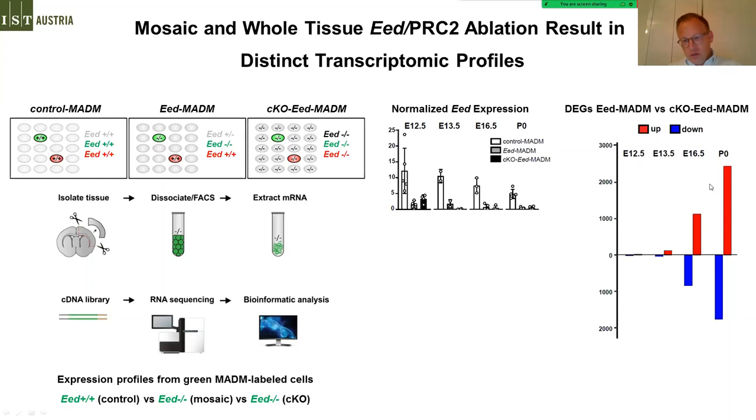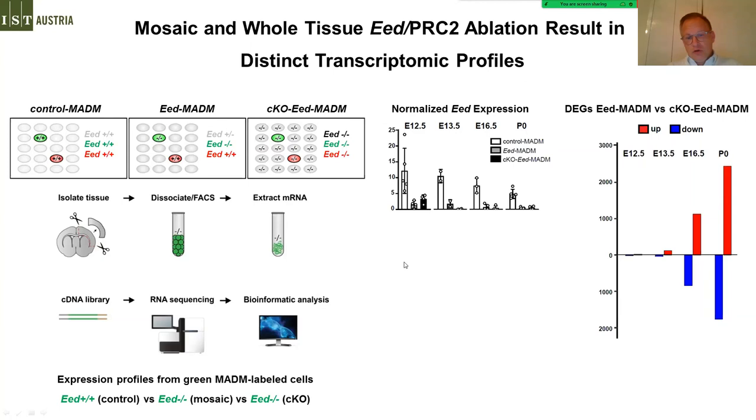So this could be expected because it's a repressor complex. If you relieve repression, you upregulate a lot of genes, but there's also thousands of genes that you downregulate. So these are secondary effects. There's a wave or an avalanche of ectopic gene expression happening in these cells, but specifically if you knock it out in the whole tissue, because this is a comparison to the single cell knockout here.